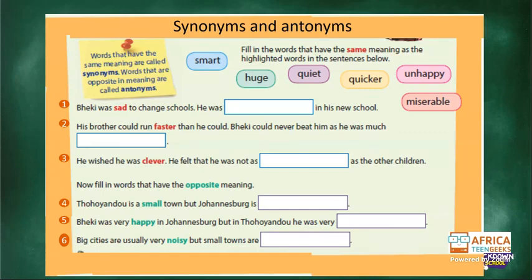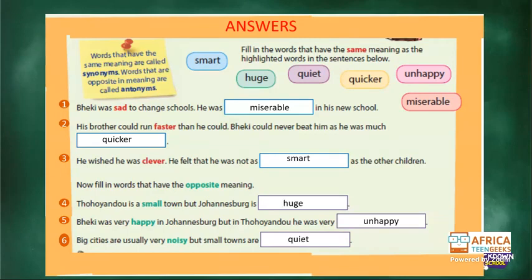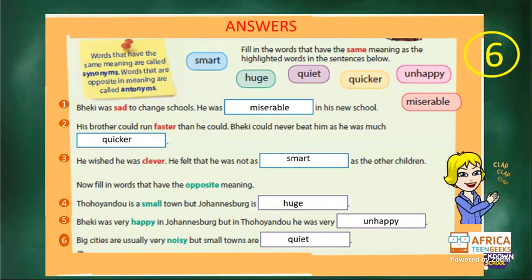And number 6: Big cities are usually very noisy, but small towns are quiet. Excellent work. Give yourself a mark out of 6. For a couple of them, you could use 2 words, like miserable or unhappy sometimes. Right, I see people are doing quite well.